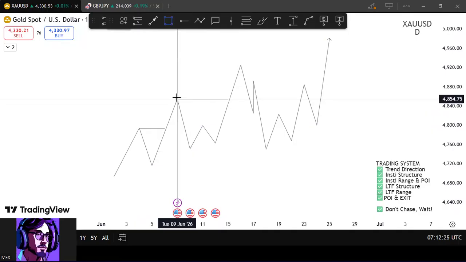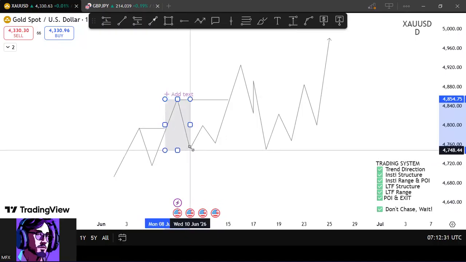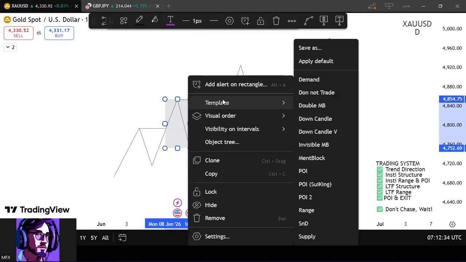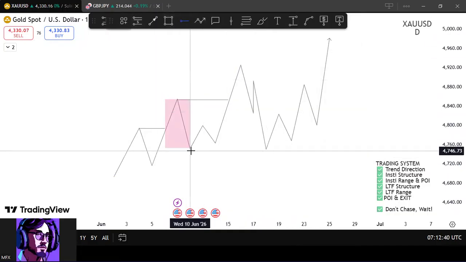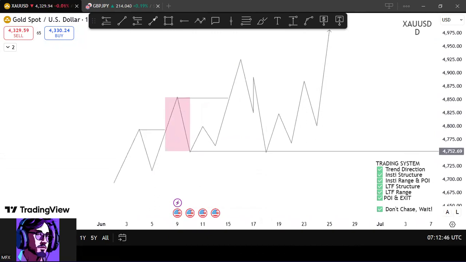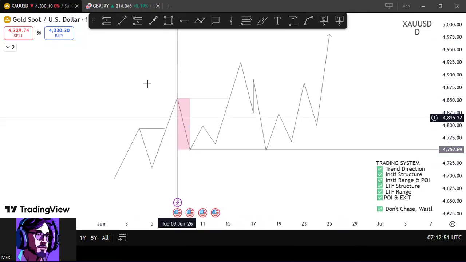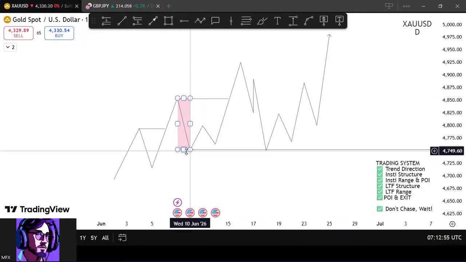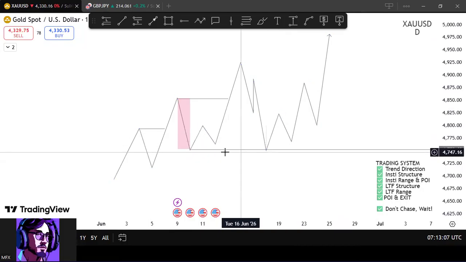Now, based on my understanding, based on my book, this is my range, and this is my protected low. So you could see that for me, there should be no logical reason why price should attempt taking out this low. But you could see here that we had a wick of this low.